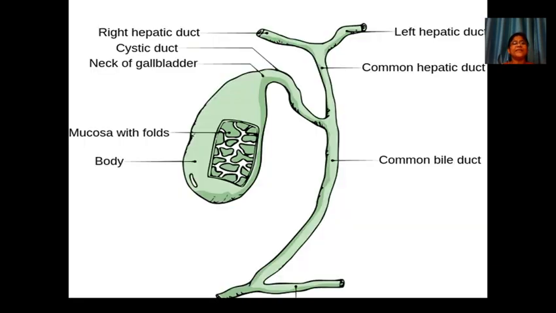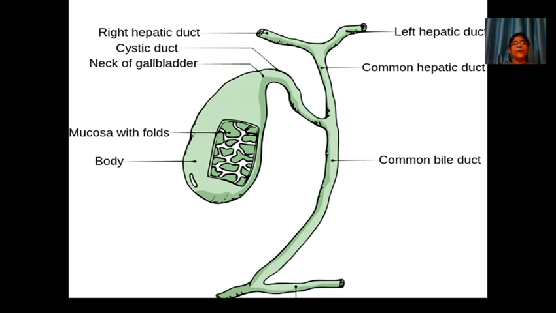And next we will see the beautiful diagram of this gallbladder. So in this diagram you can see the body, fundus and neck of the gallbladder. See, this is the body and fundus and neck of the gallbladder, and see this mucosa with folds, that is rugae. Okay, you can see the rugae, mucosa with folds.